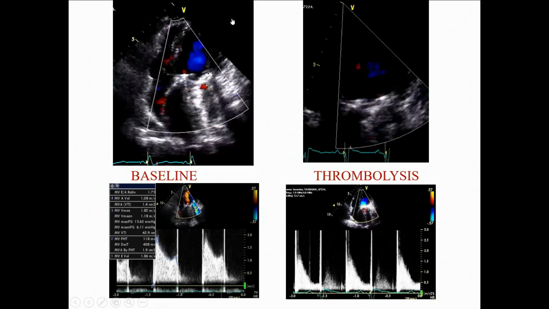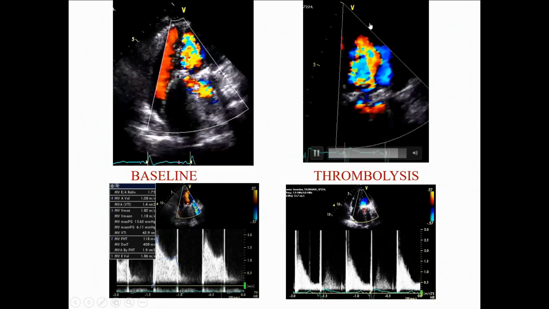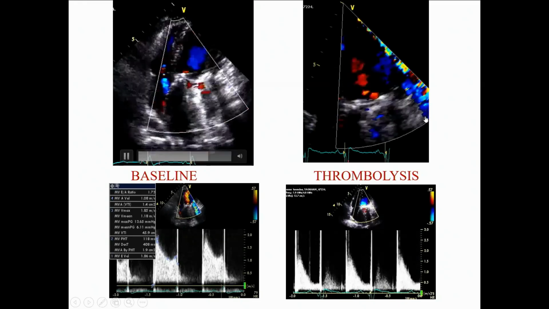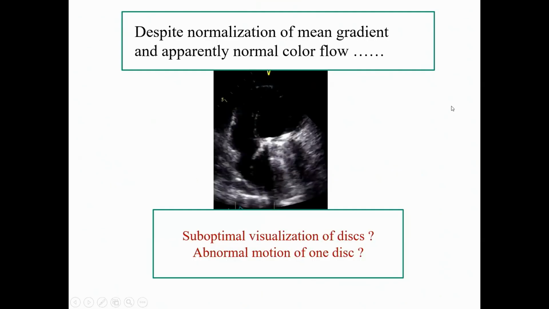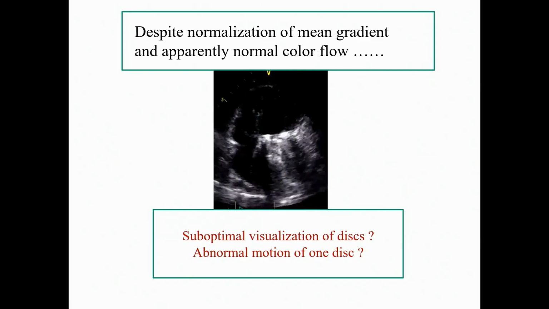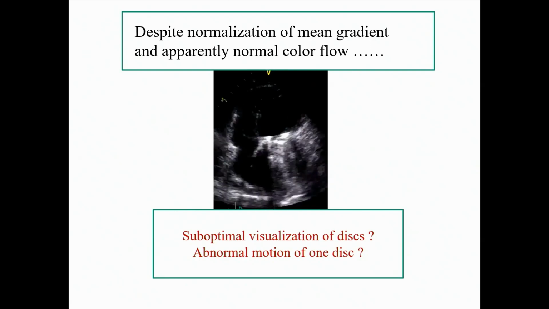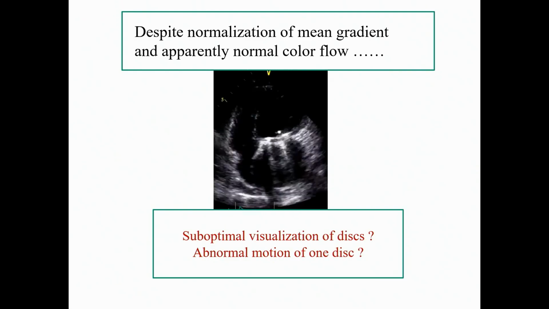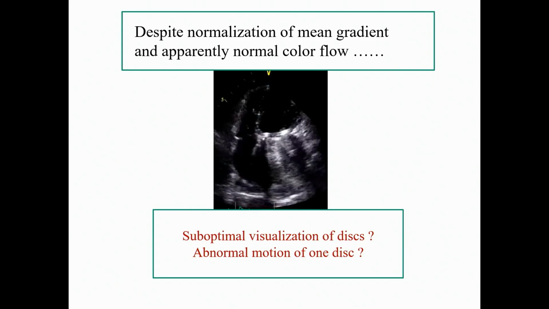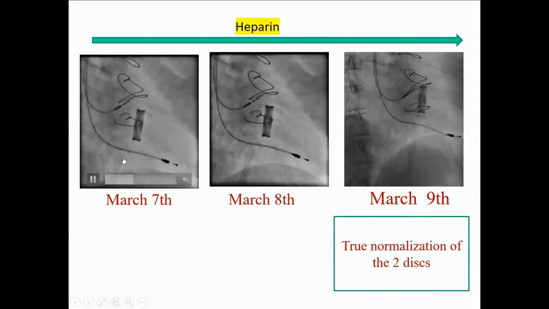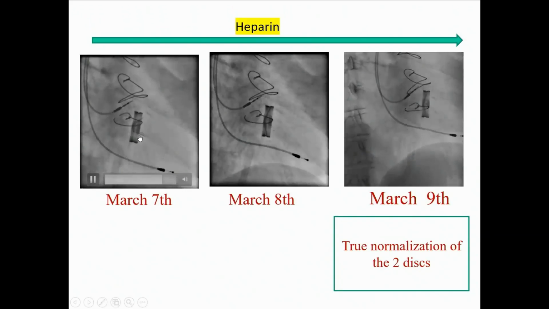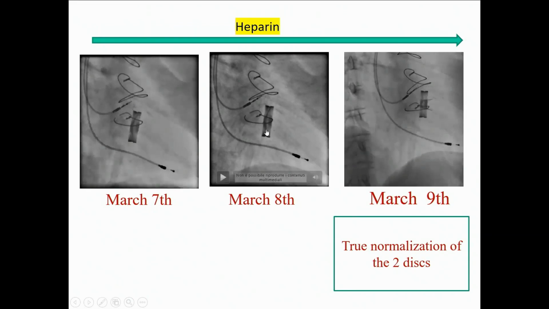However, even though there is a laminar flow now and not a distorted jet, and the gradient is normal, we observed that only one disk was normal, and we didn't see the second disk. So we have two possibilities: suboptimal visualization of disks or an abnormal motion of one disk. We perform another cinefluoroscopy. You may observe that the disks are altered, even though the gradient is normal.